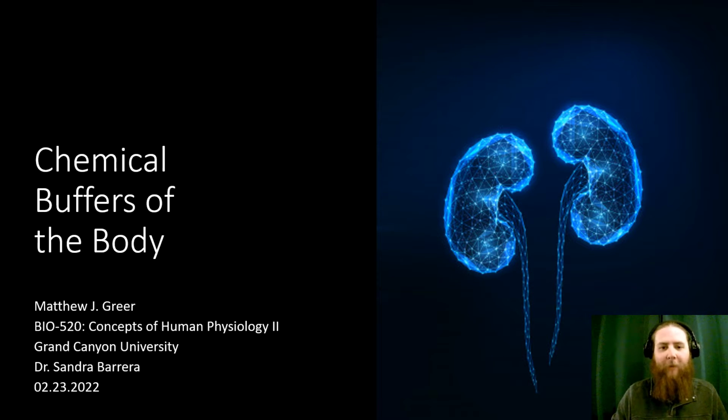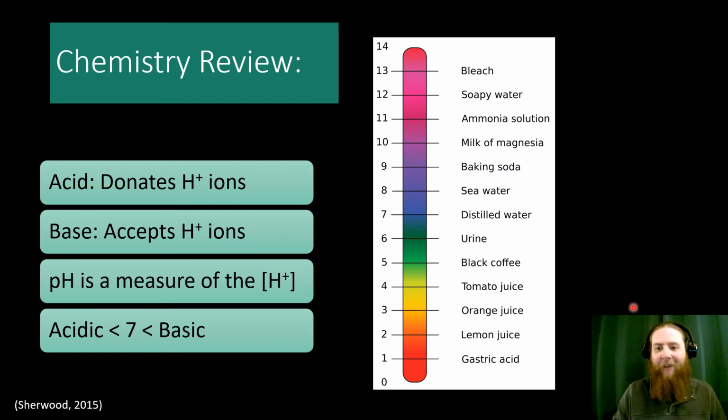In this video, we're going to talk about the different chemical buffers of the body, how they help to maintain acid balance, and we're going to just generally touch briefly at the beginning on what acid-base is, and then move into some studies on kidney stones and acid-base chemistry. All right, so to begin with, let's do a little chemistry review.